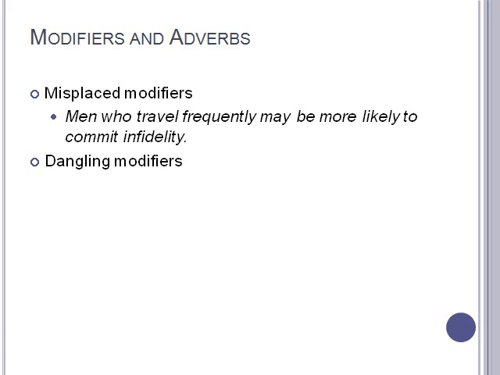Related to that would be dangling modifiers. This is when the modifier has no referent in the sentence. This is something that's just less likely to happen if you're using the active voice. So when you use the active voice, again, you have that subject at the beginning of the sentence. And frequently, dangling modifiers occur when you don't have a subject at the beginning of the sentence.